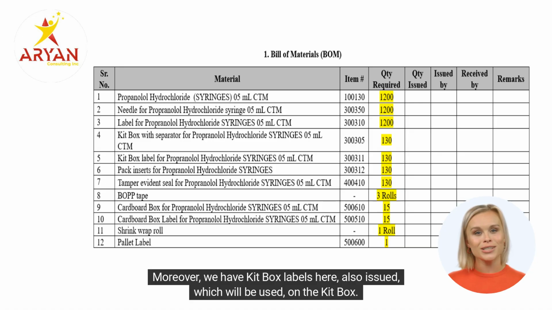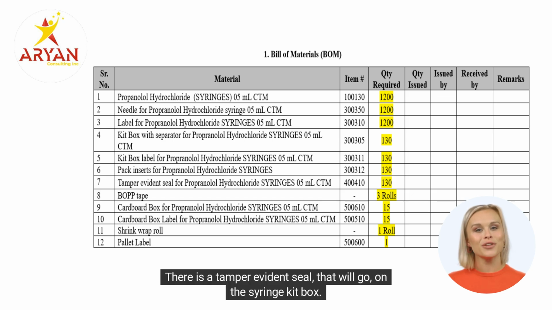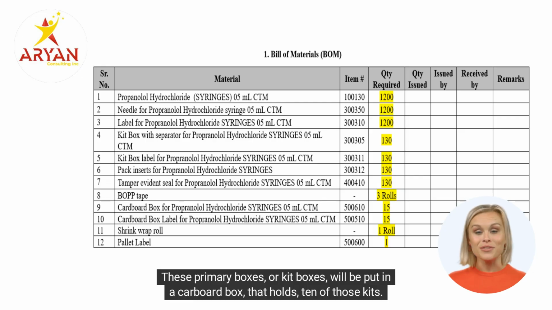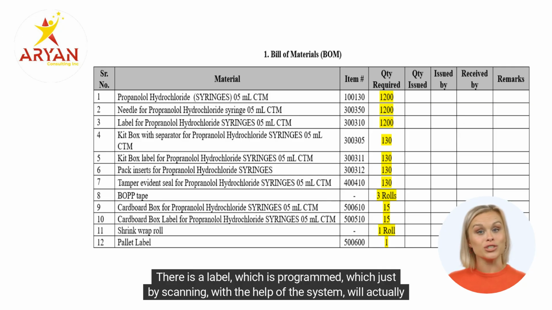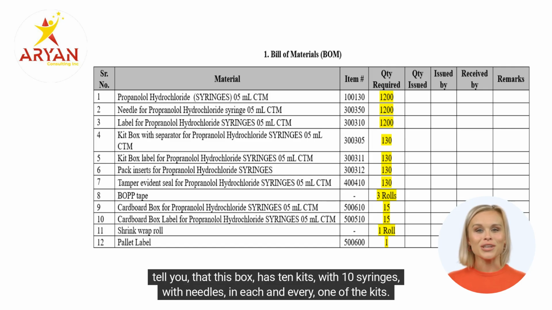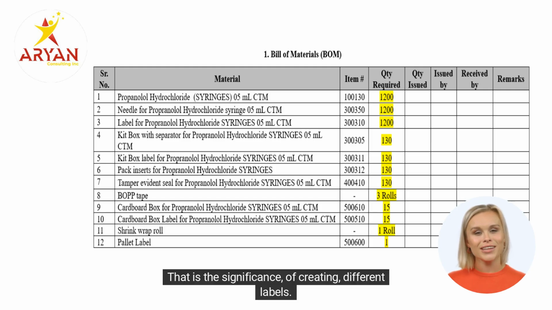Moreover, we have kit box labels here also issued, which will be used on the kit box. There is a tamper evidence seal that will go on the syringe kit box. These primary boxes or kit boxes will be put in a cardboard box that holds 10 of those kits. There is a label which is programmed, which just by scanning with the help of the system will actually tell you that this box has 10 kits with 10 syringes with needles in each and every one of the kits. That is the significance of creating different labels.